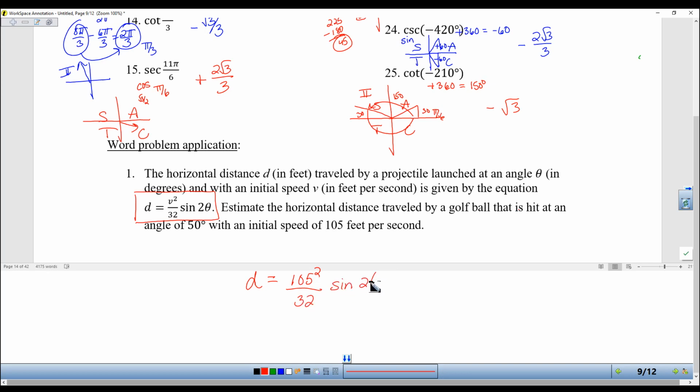The only thing you need to know is that this 2, theta, becomes the new angle. So you're actually going to do d is equal to 105 squared over 32 times sine of 100. Make sure you don't do sine of 2 and then times 50. So you can just make sure your calculator's in degrees and plug that into your calculator, and you should get 339.297 feet.